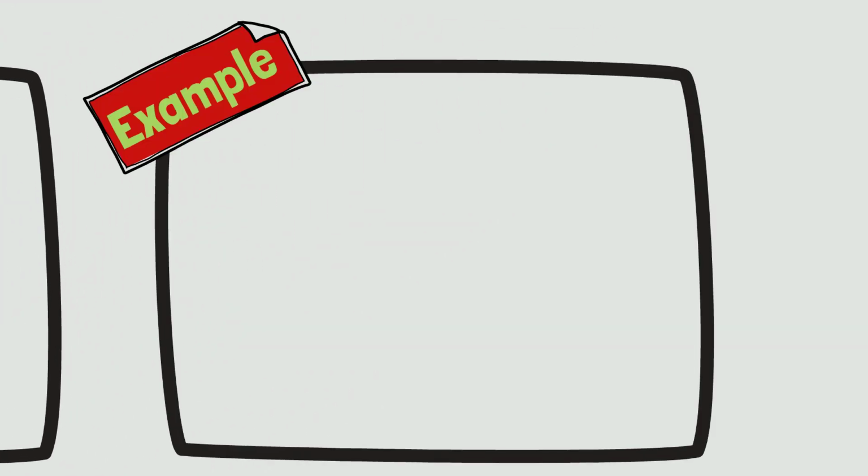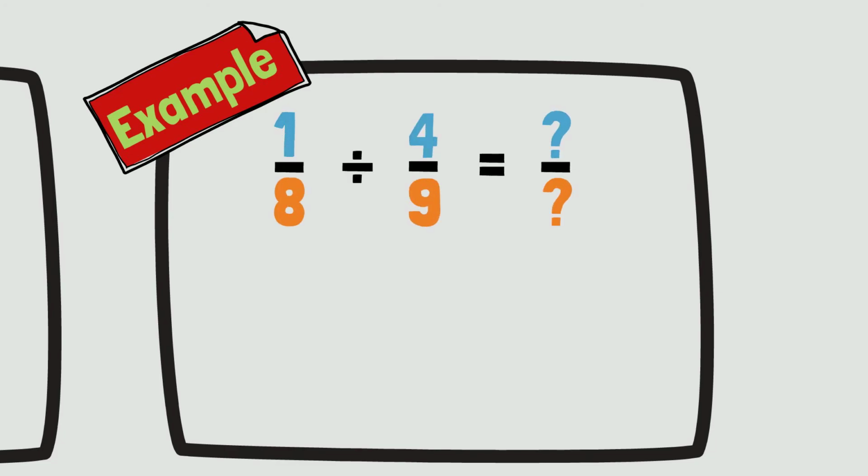In another example, we divide 1/8 with 4/9. First, swap the second term's numerator and denominator. Write the 4 under the line and the 9 above the line. Then change the division sign into a multiplication sign. Now, the equation is 1/8 multiplied by 9/4.